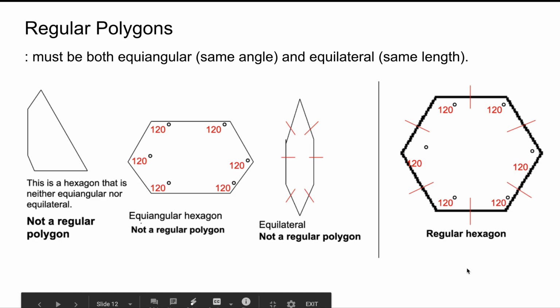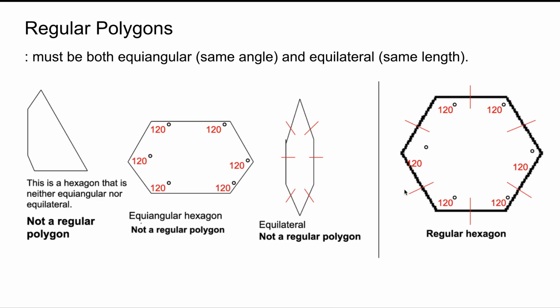Now let's go to regular polygons. We already have talked about regular polygons. To be a regular polygon, the polygon has to be equiangular and equilateral. Equiangular means equal angles.